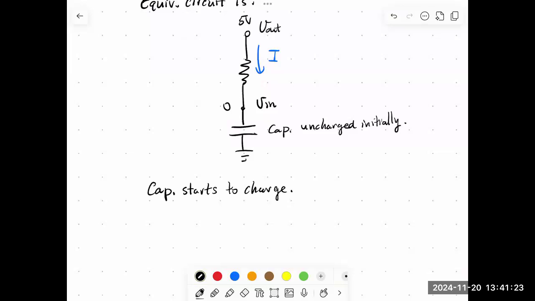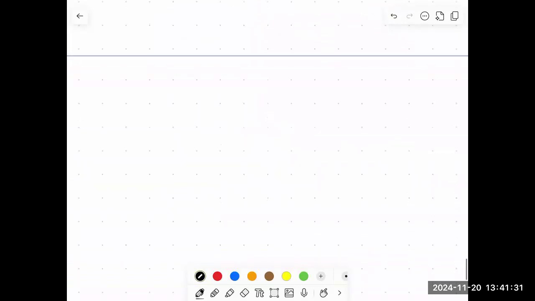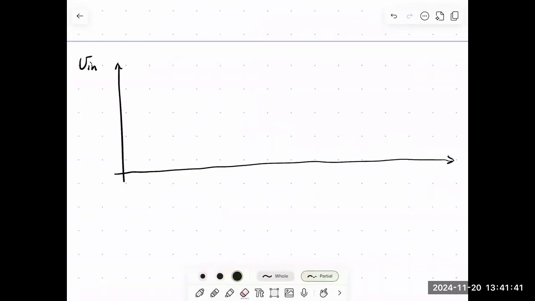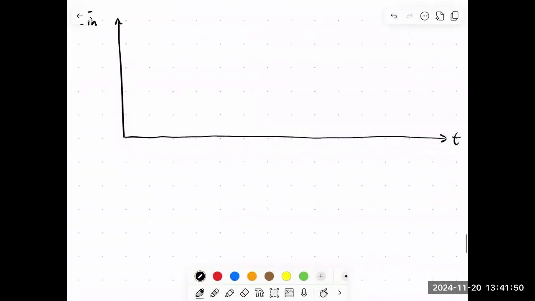Okay, so what I want to do is I want to plot this as we do the analysis. And I want to have 2 plots. We're going to plot V in as a function of time. And below it, I'm going to plot V out as a function of time.